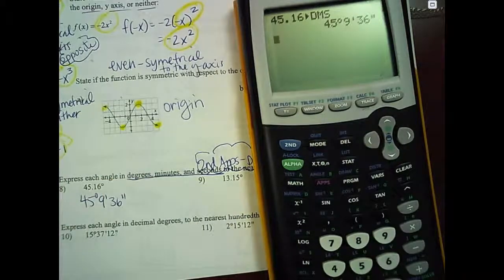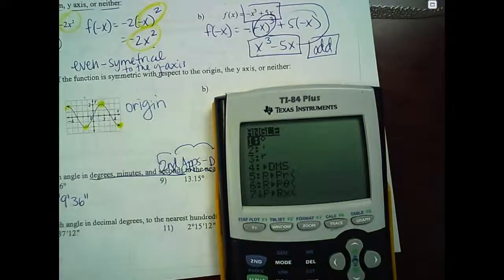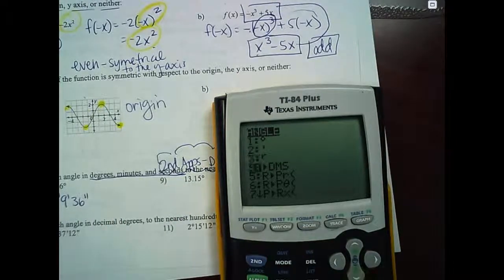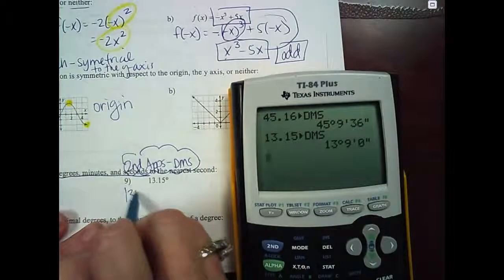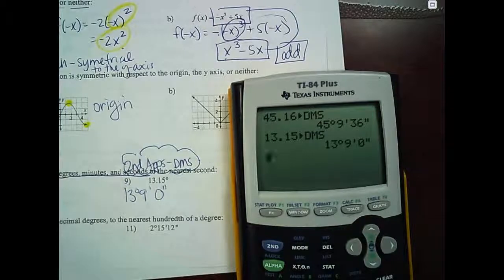Go to the next one. Type number 9 in. 13.15. And where do we go? Second apps. Don't ask me on the final. You'll have to remember all on your own. So write it down on here. Go down to DMS, hit enter, and enter one more time. So 13 degrees, 9 minutes, and 0 seconds.